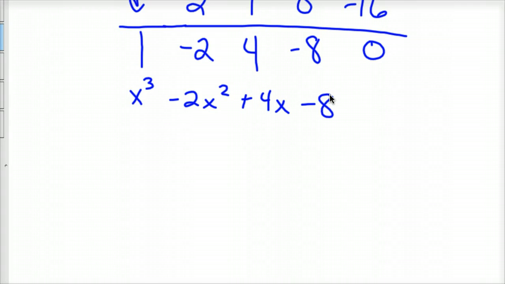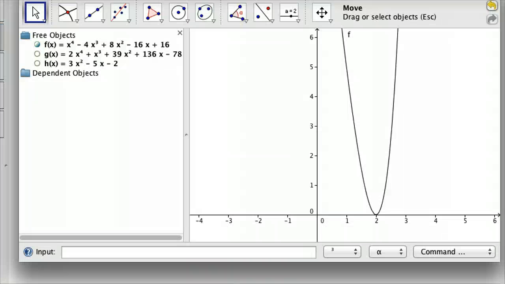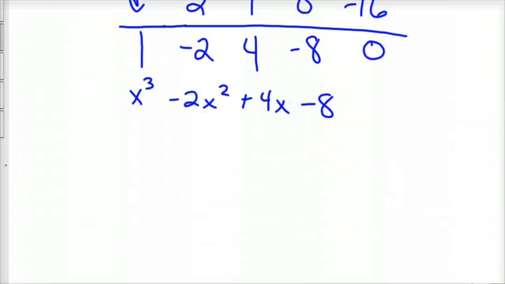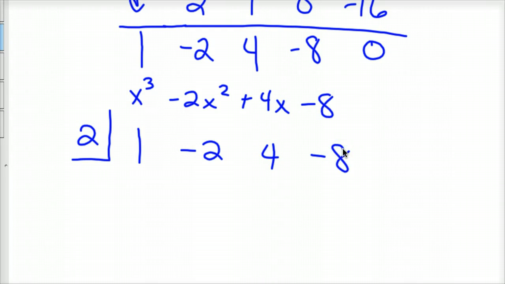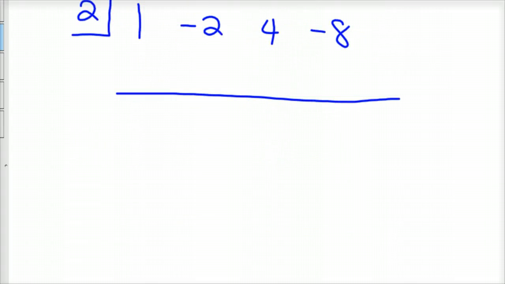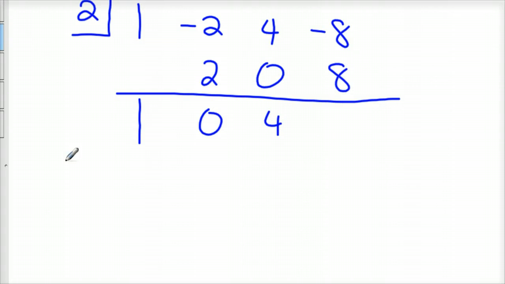Okay? Whenever it bounces off like this one does, it bounces off the x-intercept at 2, we know it's a double root. So we know it occurs twice. So in our case, we're going to plug in this x minus 2 again and divide by 2 again because it is a double root. So 2 goes here, then you got 1, negative 2, 4, and negative 8. Again, if you don't know synthetic division, go look it up. So you bring down your first term, 2 times 1 is 2, that's 0. 0, then 4 and 4 is 8, and 0.